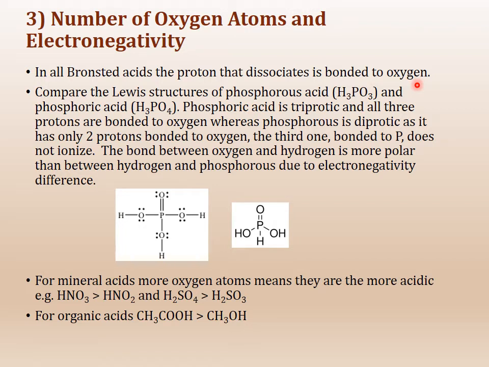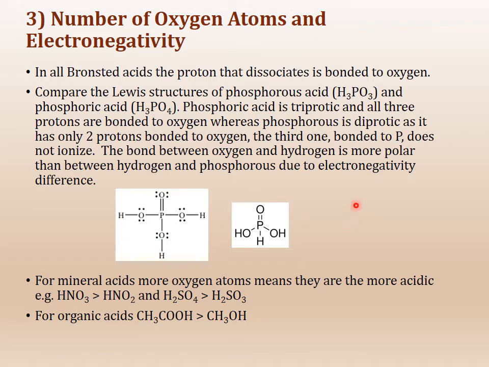And if you look at the Lewis structure of any acid, like phosphoric acid, sulfuric acid, hypochlorous acid, all of those, you will see that the hydrogen that is dissociating is attached to oxygen. So here are two examples, one phosphoric acid and one for phosphorus acid.